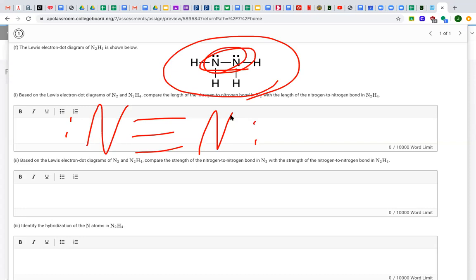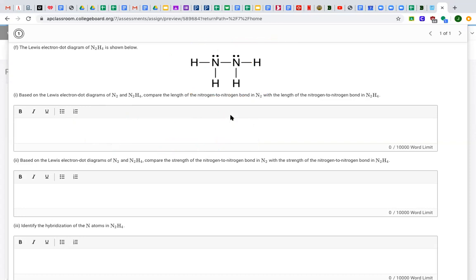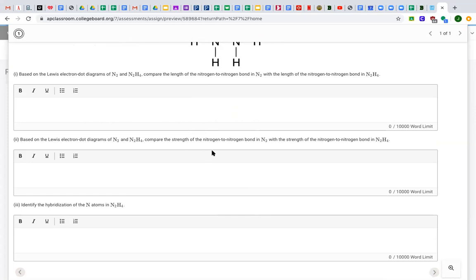Okay. Kaiten, did you get the same? Yeah, so they're going to be longer and weaker. Yep. Very good. Okay. Let's move down. Strength. Okay. We already talked about the strength. That was part 2. Great.